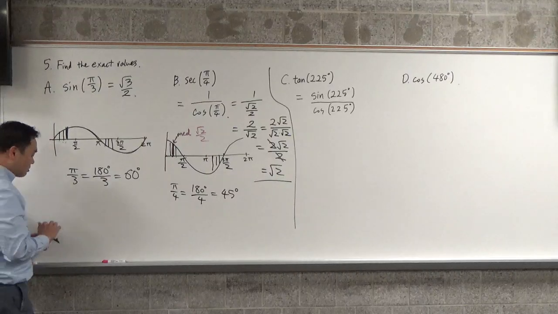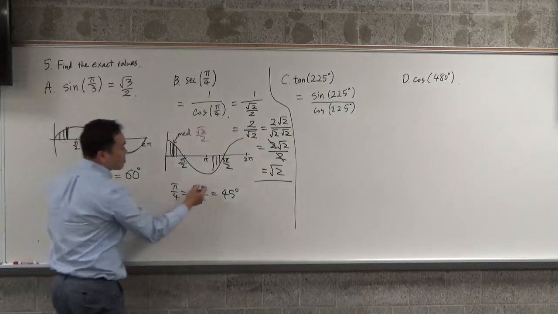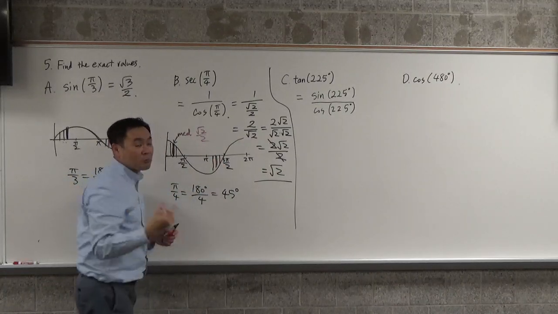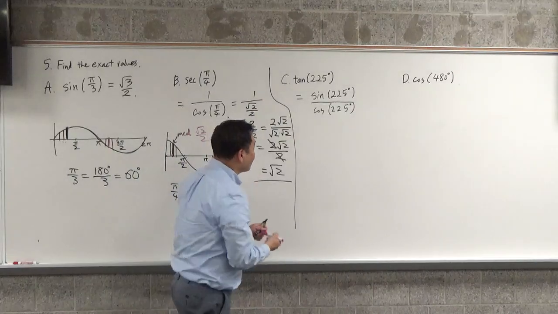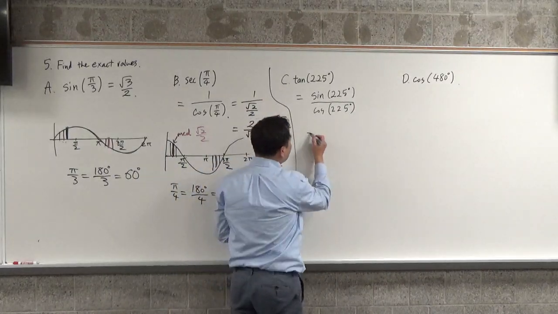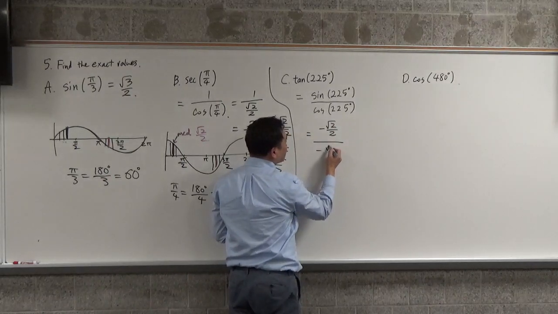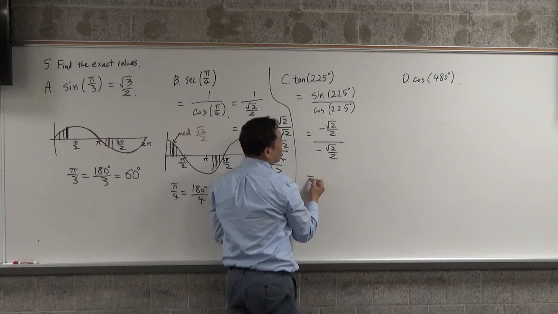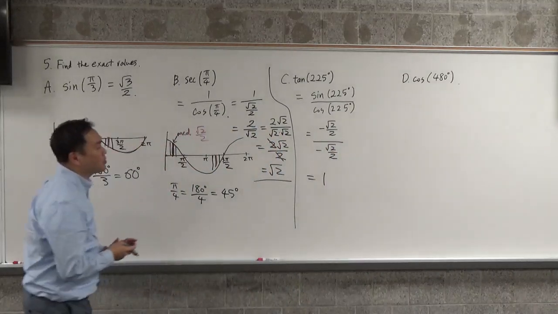So it's the middle guy here, and then middle guy here. So they're both medium size. They're both going down, so they're both negative. That means it's going to be negative radical 2 over 2 divided by negative radical 2 over 2. And anything divided by itself will be 1. That's how you get it.